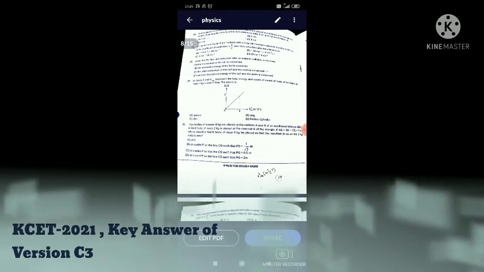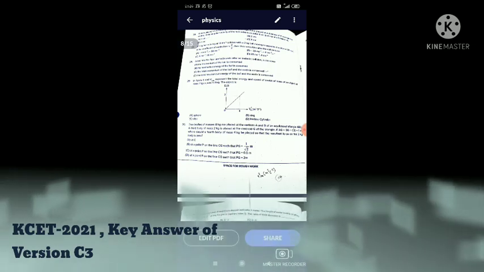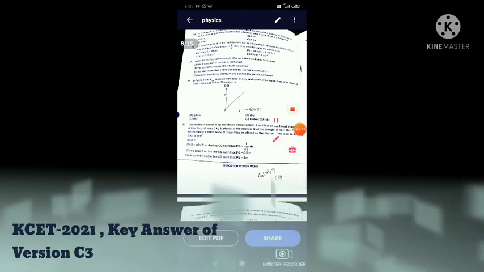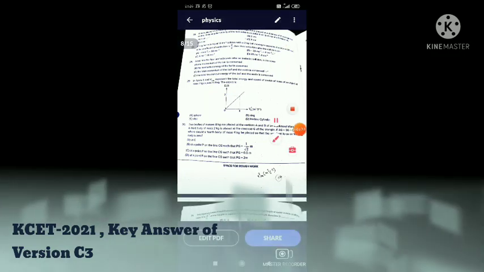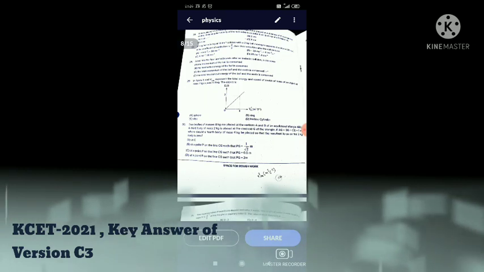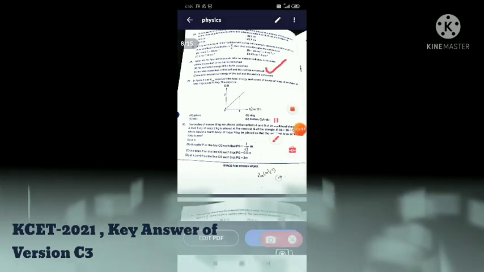A 1 kg ball moving at 12 meter per second collides with a 2 kg ball moving in the opposite direction at 24 meter per second. If the coefficient of restitution is 2/3, then their velocities after the collision are. The correct answer is answer B. Next we will move to the 28th question. A ball hits the floor and rebounds after an inelastic collision, in the case. The correct option is option C.